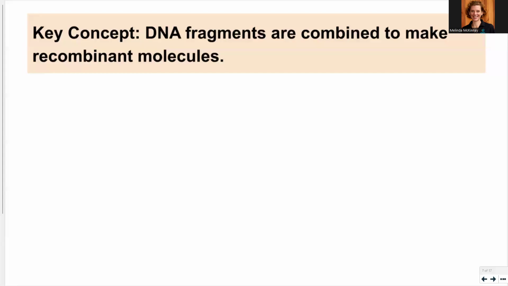This is Bio 181, Chapter 17 on biotechnology. And we're going to talk a little bit about some different types of biotechnology.